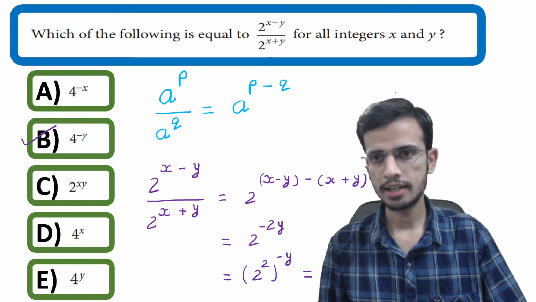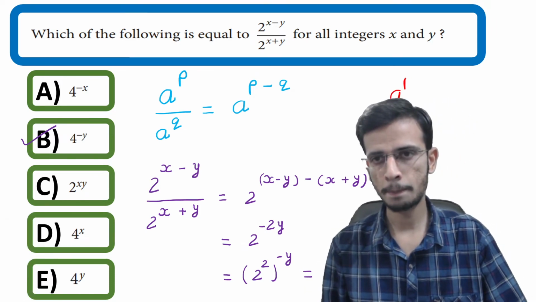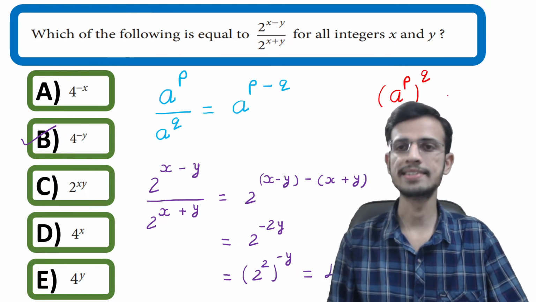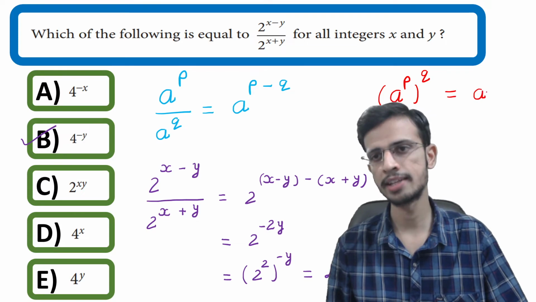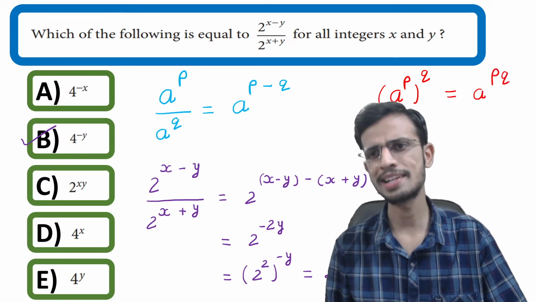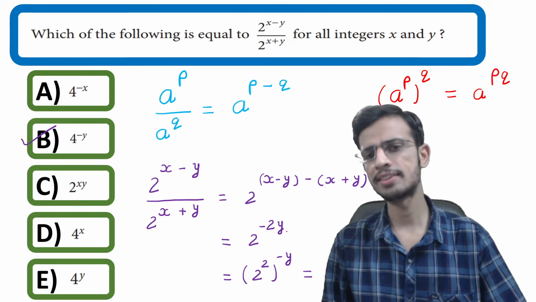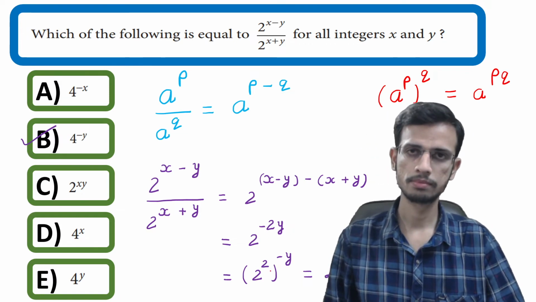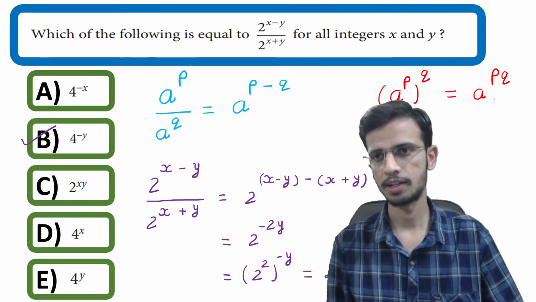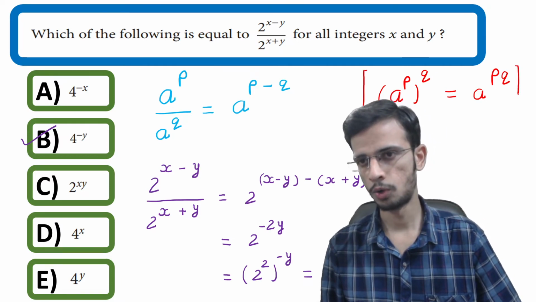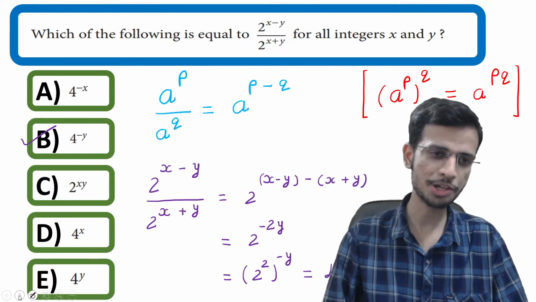If you are having a raised to p, you can just multiply their powers, or vice versa, you can do it. 2 raised to minus 2y, we can write as 2 raised to 2 raised to minus 2y, like this. Okay, so let's move on to the next question.